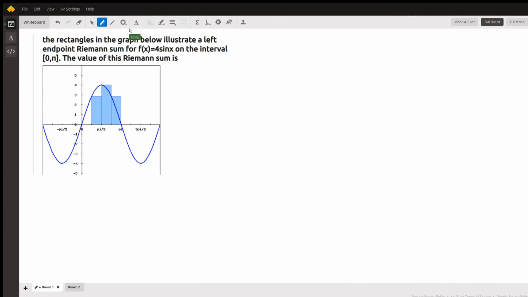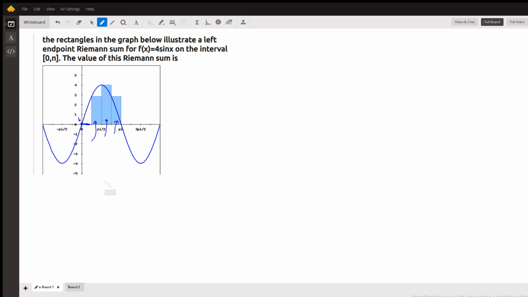So if we're going on the interval from 0 to pi, and we're using left-hand endpoints, that means there is a left-hand endpoint here. But when you plug that x-coordinate into the function, the sine of 0 is 0. So this first rectangle doesn't have an area. So we want to find the area of the remaining 3 rectangles and add them together to get the Riemann sum for 4 subintervals.